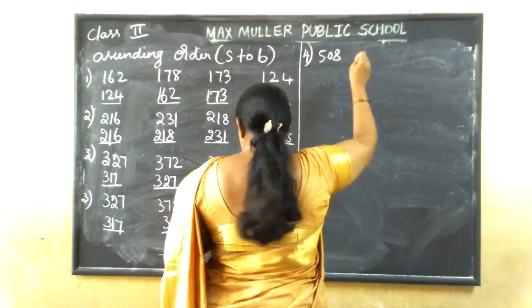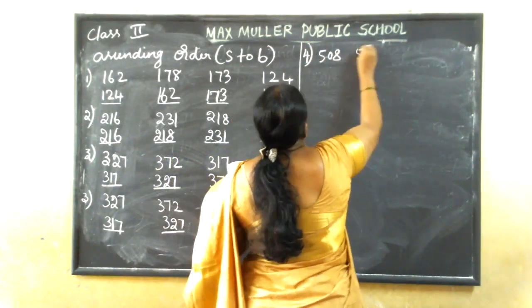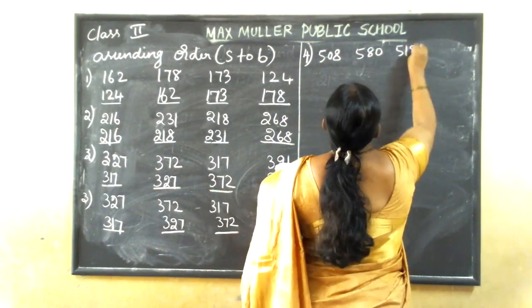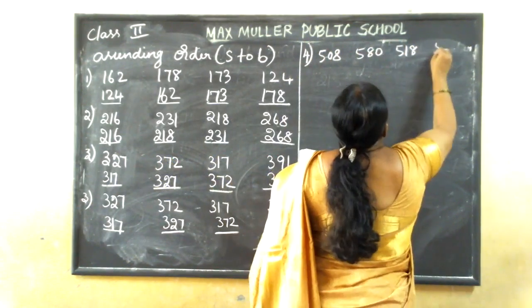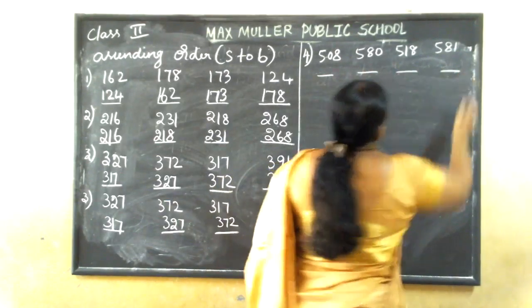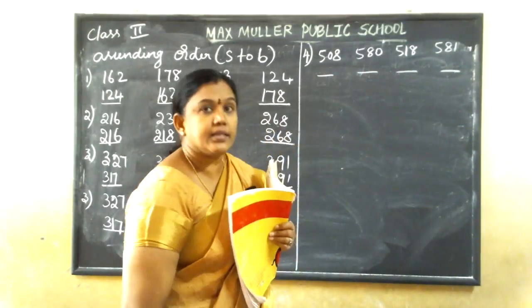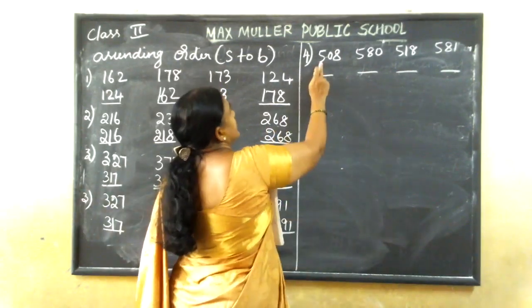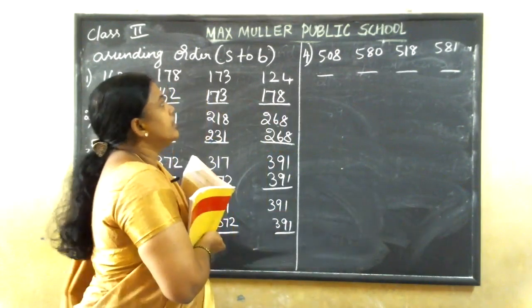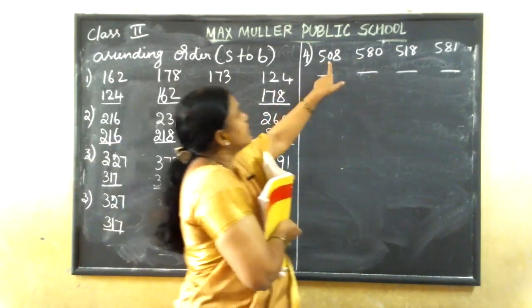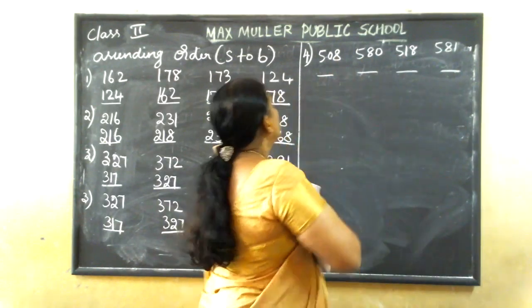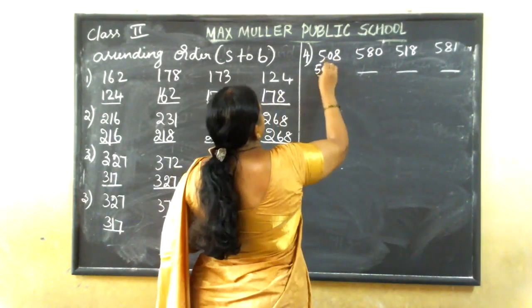508, 580, 518, 581. Which one small number? See the hundreds place. In hundreds place, 5 is there. 5, 5, 5, 5. So we'll go to tens number. Once 0 is there. 8, 1, 8. Which one small? 0. So first you will write 508.